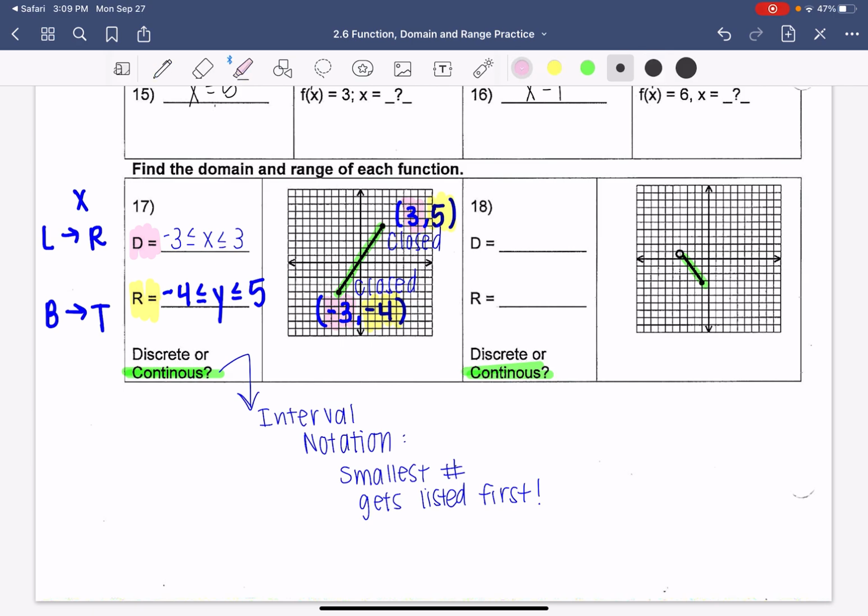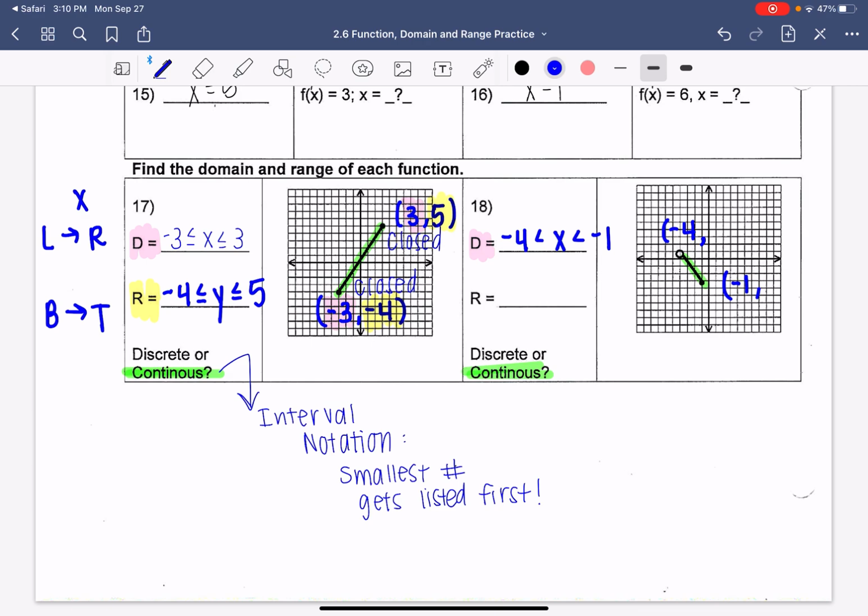All right, for this next one, same thing, domain, furthest left. The furthest left this point gets is 1, 2, 3, 4, -4. So -4 goes first. Our inequality signs will always face the same way, and when we're talking about domain, x always goes in the middle. The furthest right this point gets is -1. It's still on the left side, but it is the furthest our line goes to the right. So that's going to be the right side of our inequality, so -1.